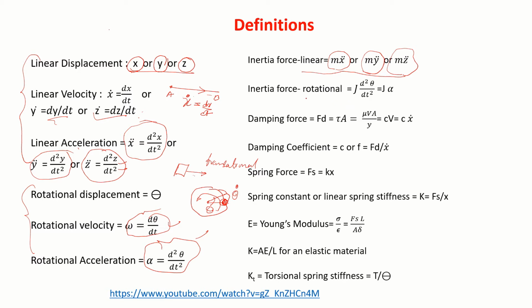Similarly, for a rotational system, a rotational mass, what is the inertia force? Instead of mass, we use mass moment of inertia, J. In place of linear acceleration, I use angular acceleration. Angular acceleration is d squared theta by dt square, that I can represent by alpha. So J, mass moment of inertia, times alpha.